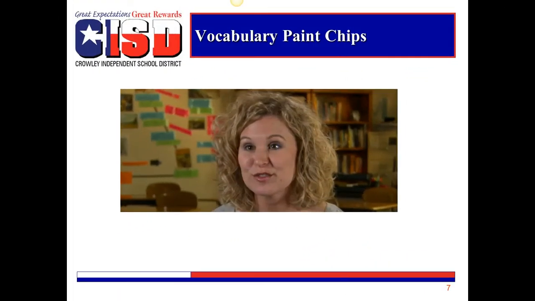Next, let's review a vocabulary strategy called vocabulary paint chips. This is a familiar strategy for many and can be easily adapted for whatever vocabulary strategy you want to focus on. There are lots of ways that teachers can approach teaching vocabulary.